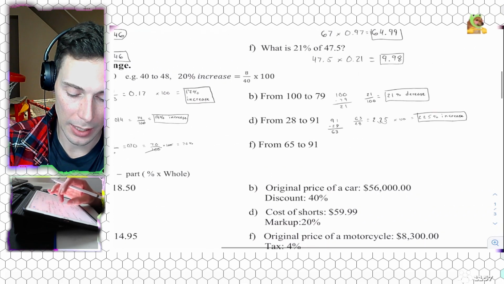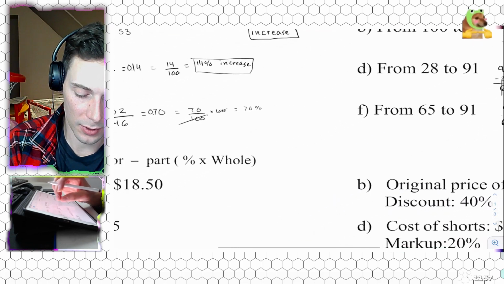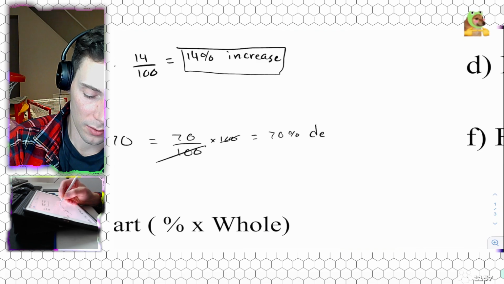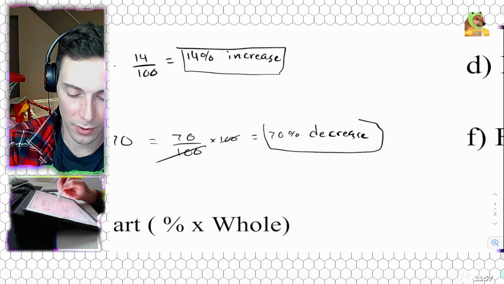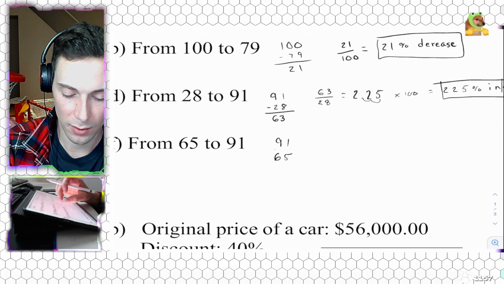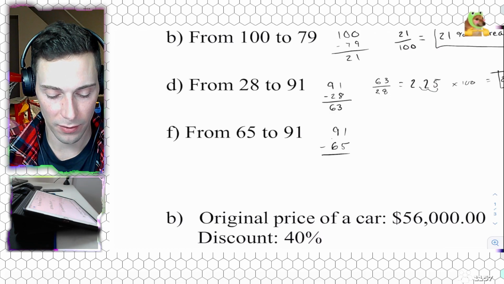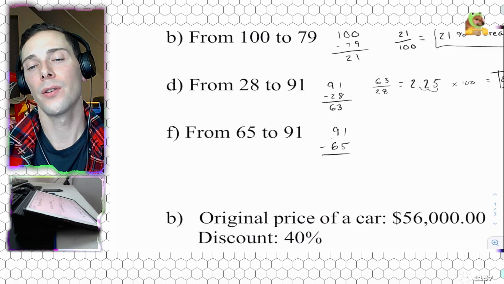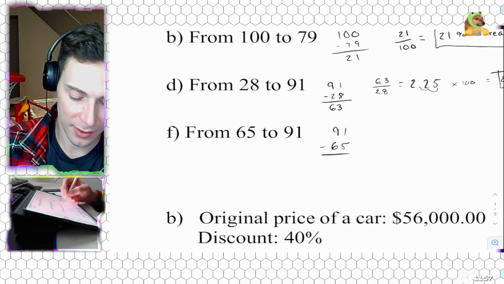For F, 91, 65. Oh, 70% what? Decrease. That's important. Increase, decrease. All right, let's do our subtraction here. 65 and 91. So 90 minus 60 is 30. 31 minus 5 is 26. Oh, excuse me, 26.